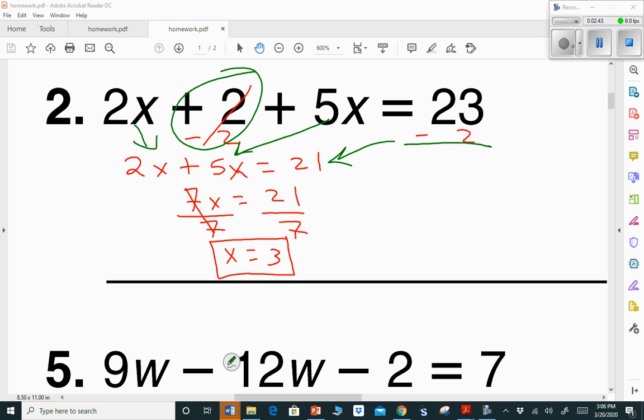So now you've got 2x plus 5x equals 21. 2x plus 5x is 7x. Bring down the 21. You have to get this x by itself. It's multiplied by 7 right now, so you divide both sides by 7. 7's go away. X equals 3.